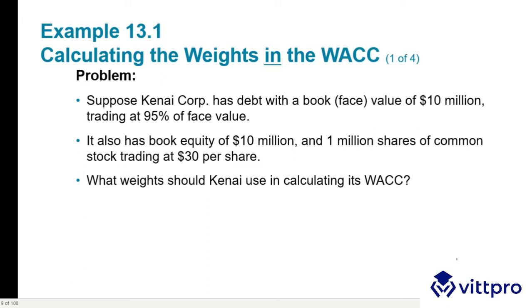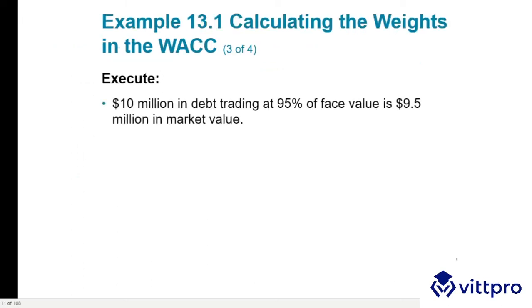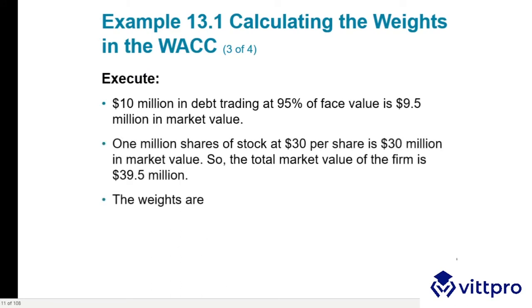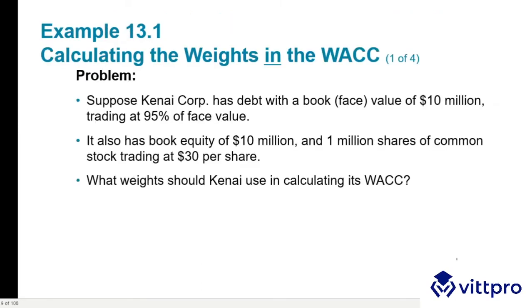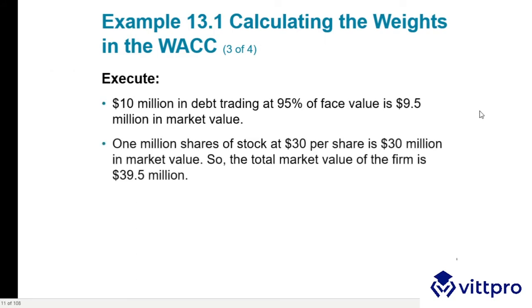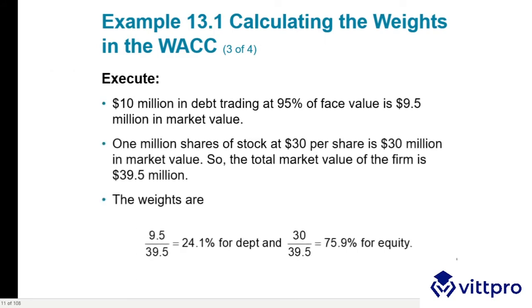So you have to calculate that. The total value of the company is 9.5 plus 30 million, that is $39.5 million, right? And then the debt is 24% and equity is 75.9%. Even though both in book value are at 50-50%, meaning when they started the firm they were at 50% and 50%, now at this current point in time they are 24% and 76%.